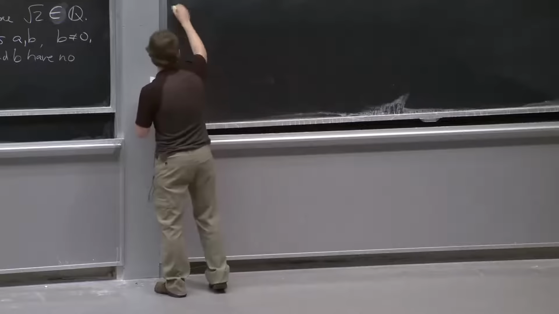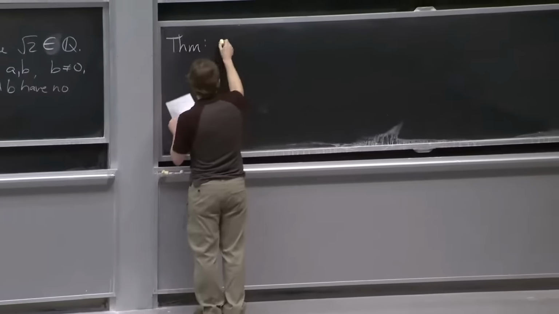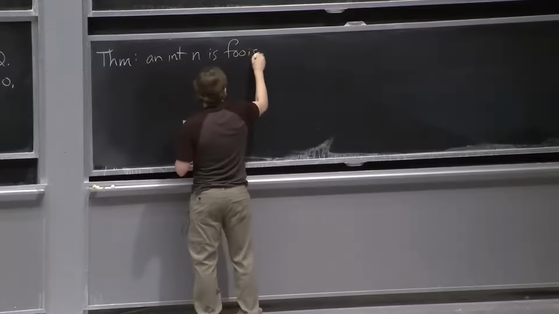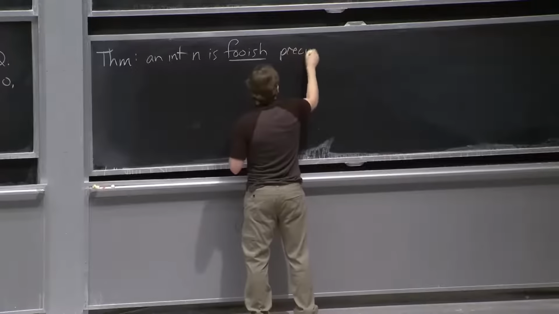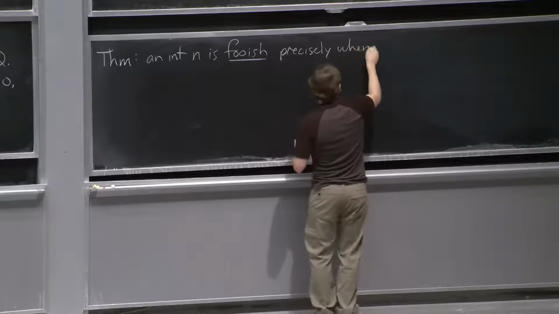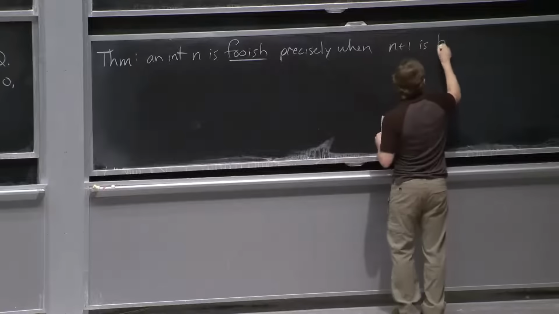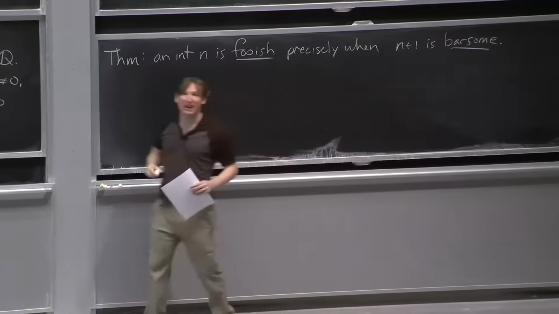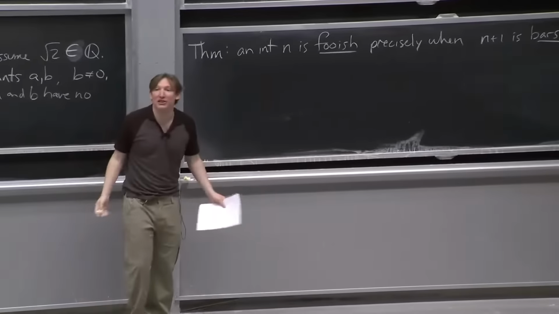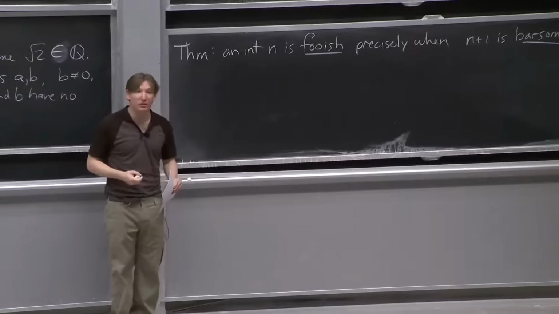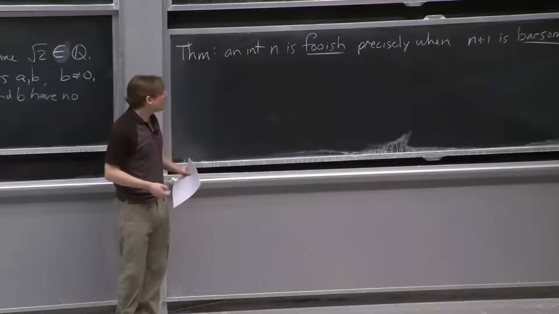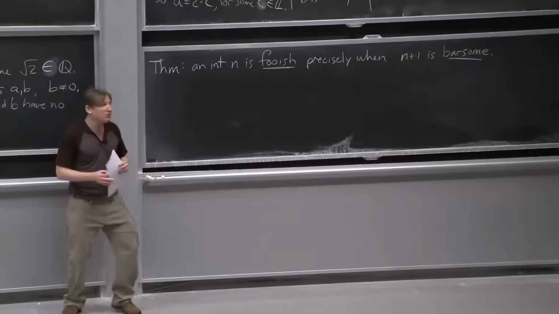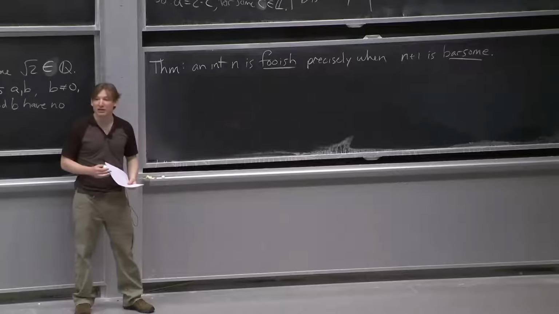So let's say we have a theorem. An integer n is fooish precisely when n plus 1 is barsome. What do these underlined words mean? Absolutely nothing. But let's imagine they actually mean something. Let's imagine this theorem is meaningful, and we've been asked to prove it. I claim there's a lot of progress we can make in writing and structuring this proof, even before we go and look up what these two weird terms mean.